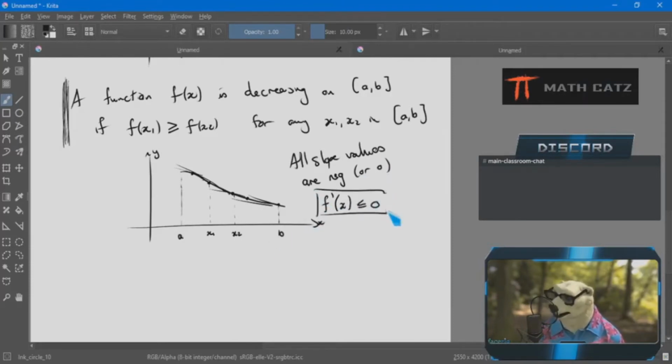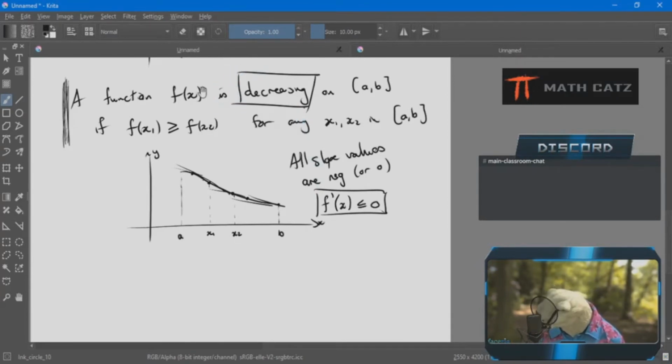So again, for increasing decreasing behavior, this means that I just need to check where is the derivative. I'll just relax and say always positive, negative, understanding that 0 is okay. Where is the derivative positive? Where is the derivative negative? And then I'm going to have the answer to where it goes uphill, where it goes downhill. So it's actually quite simple.